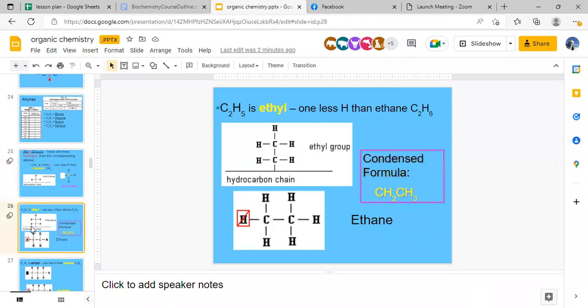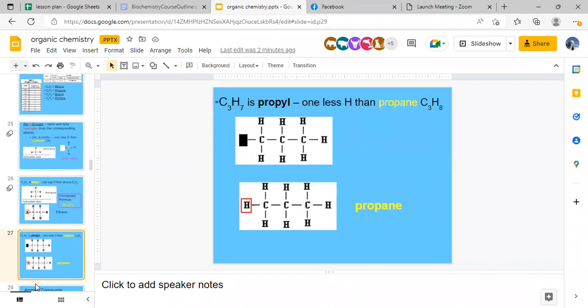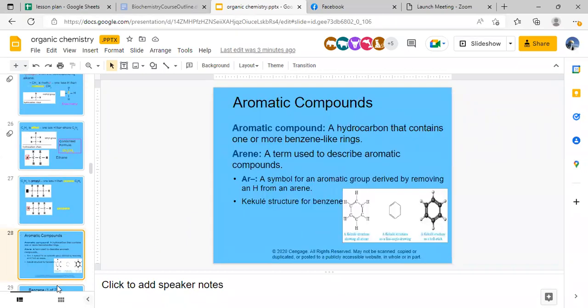So ethyl comes from ethane, which you attach to a hydrocarbon. And then C3H7 is propyl. So you have straight chains and combinations attached to one another.